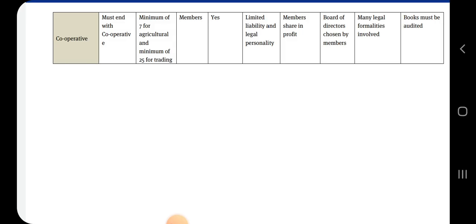There is continuity. So if somebody dies in the cooperative, the cooperative is still able to continue. There's limited liability and a legal personality. So a cooperative also has limited liability and legal personality. Members share in profit. The board of directors is chosen by members. So who manages the business is chosen by the members. There are many legal formalities involved in a cooperative. Books must be audited.